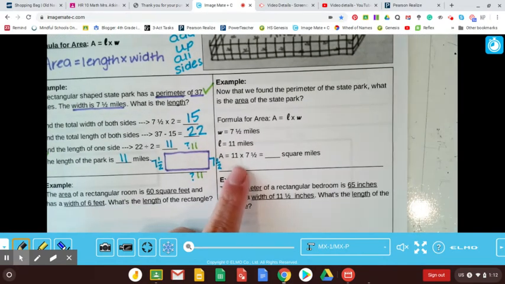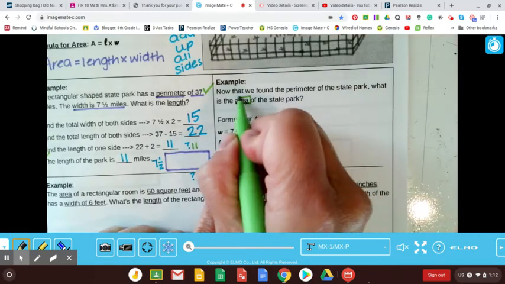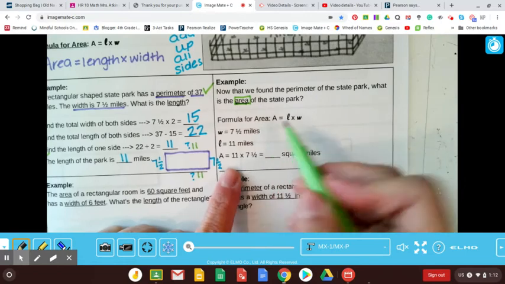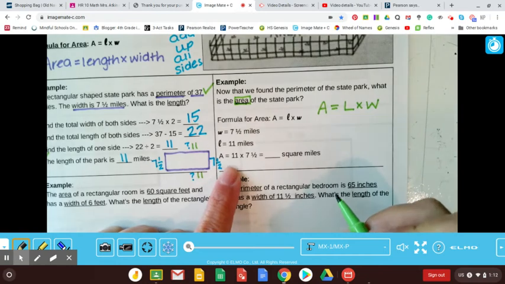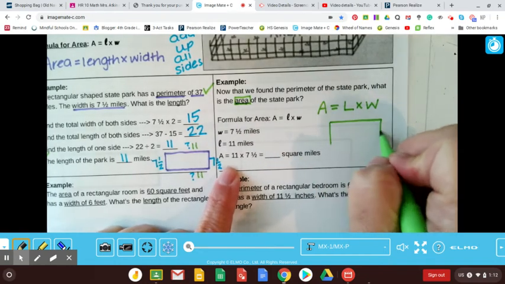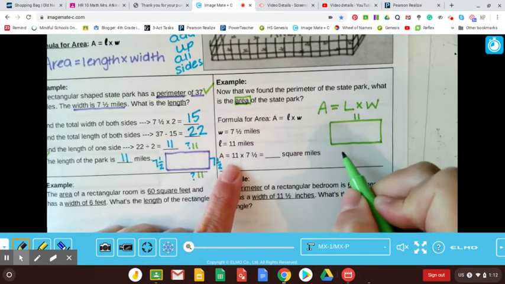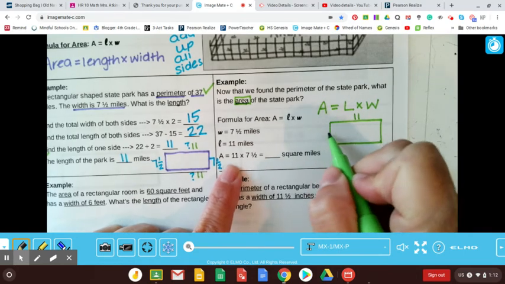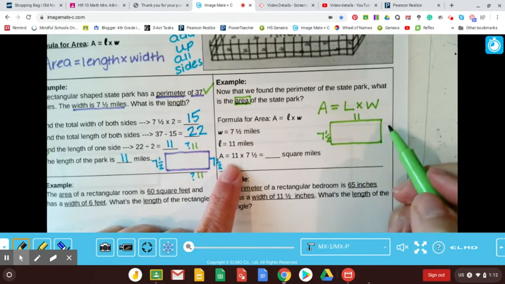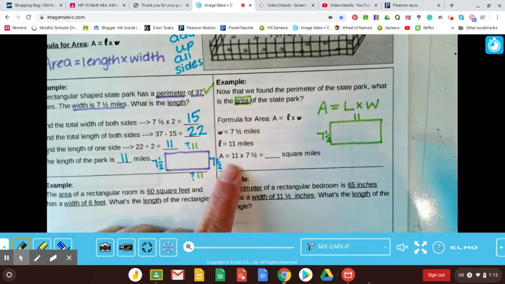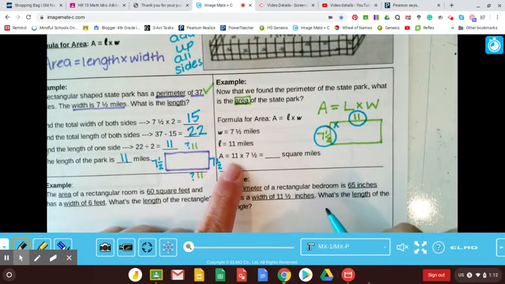Okay, let's move over. It says, now that we found the perimeter of the state park, what is the area of the state park? Now remember, our formula for area is area equals length times width. All right. We also knew, I'm just going to draw another model here. We know that one of our lengths is 11, right? We just figured that out. We know that one of our widths is 7.5. And I could fill in these other two if I wanted to, but I don't need to, because all I need to do is multiply 7.5 times 11, and that will get me my area.